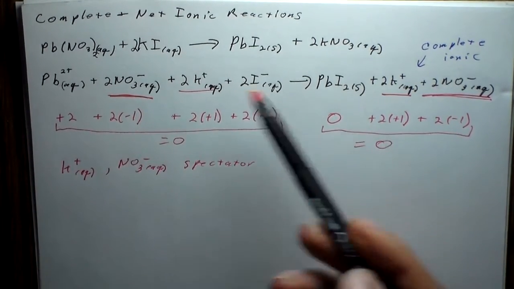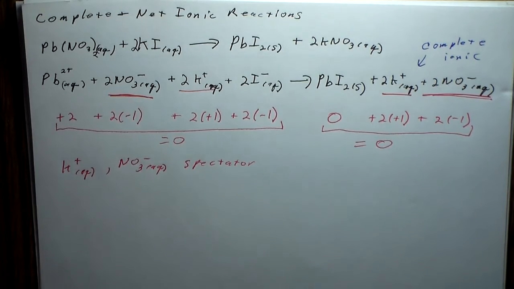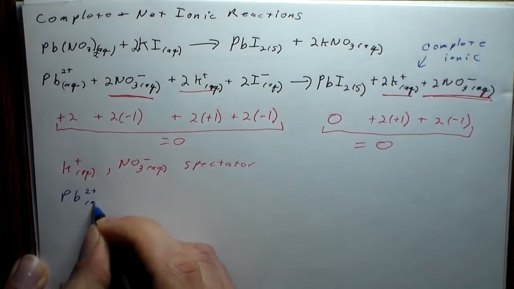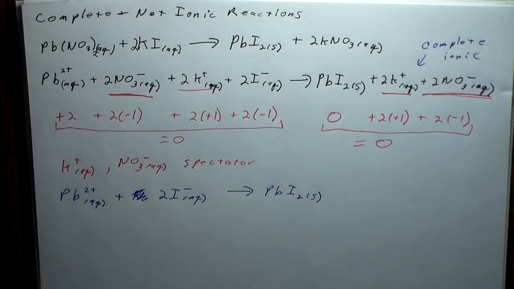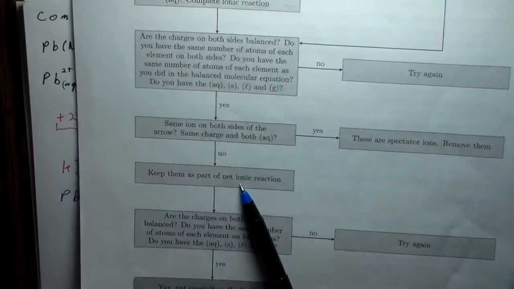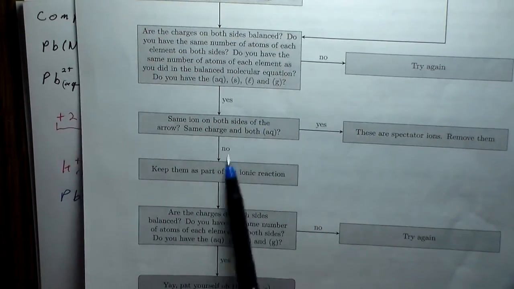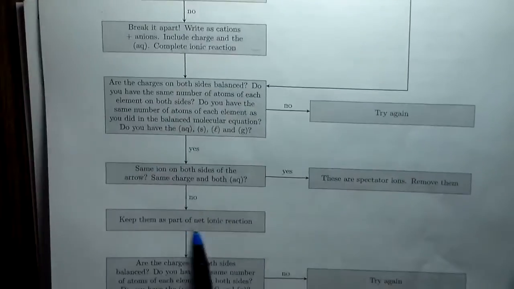So now if we just remove these spectator ions, what we're left with here is the net ionic reaction. And remember, these were the ones that were left over from the spectators. So that's my lead and my iodide.